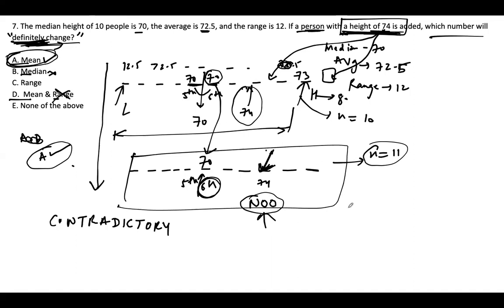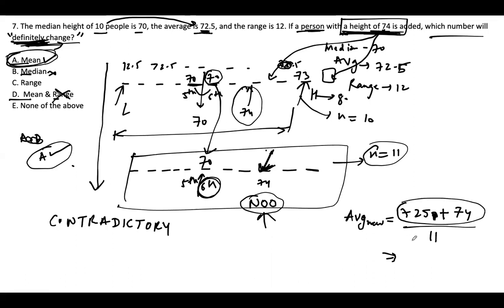You apply the formula then, if you did not understand this way. Let's say new average is sum of all samples. What is sum of all samples? Earlier it was how much? 10 people with average height 72.5. So sum of all samples, 72.5 into 10, 725, plus new person's height 74, divided by the number of persons 11. Please check. What is this?